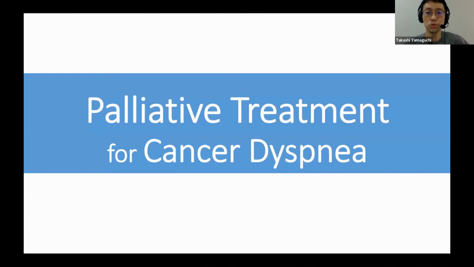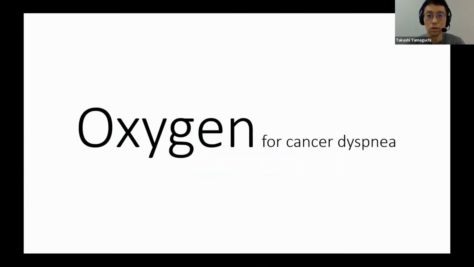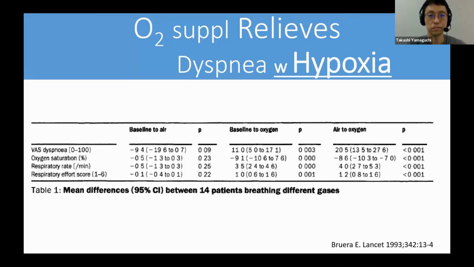So let's move to the next part, palliative treatment of the dyspnea in cancer patients. So first, about the oxygen therapy. So we healthcare providers tend to automatically think about giving oxygen when we see the dyspneic patient, but is it appropriate? So when we think about oxygen therapy, we have to distinguish hypoxemic or non-hypoxemic patients.